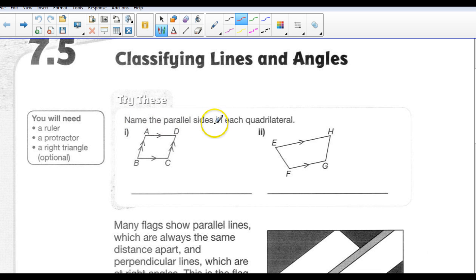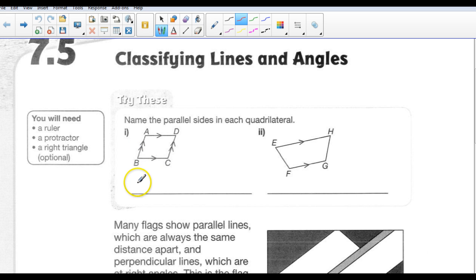Name the parallel sides. Remember what parallel means, that we have two lines that are side by side but never touch. And we have the word quadrilateral. Quadrilateral means an object with four sides. So it says name the parallel sides in each quadrilateral. Well, you can see that we've got symbols on here. This symbol on AB, line segment AB, has the same two arrows on DC, so that means those two are parallel, and AD has one arrow on it, as does BC, so they're parallel to each other. That's what those symbols mean.